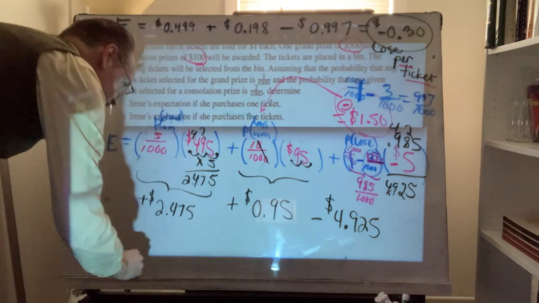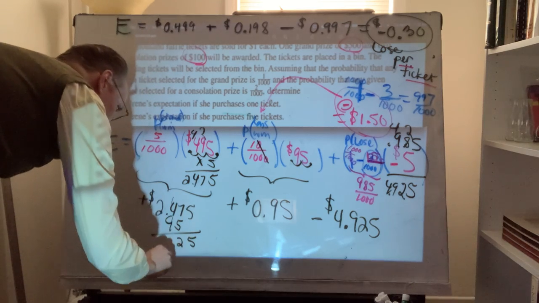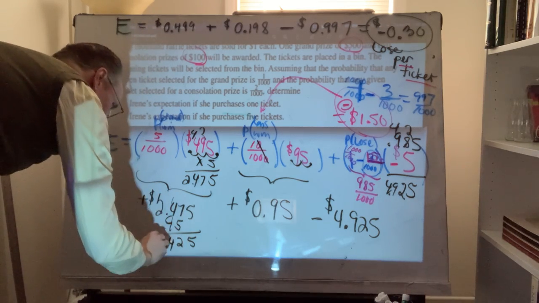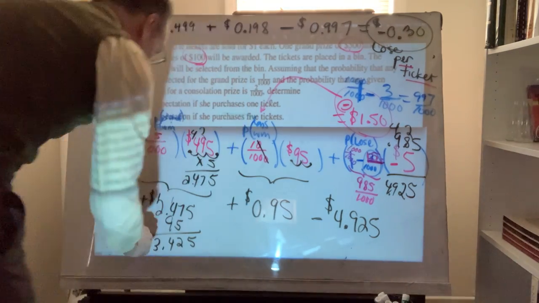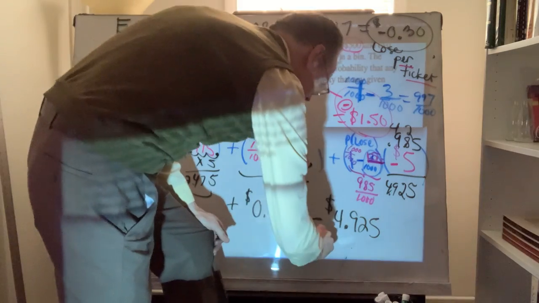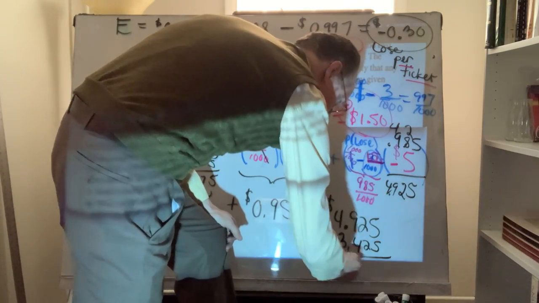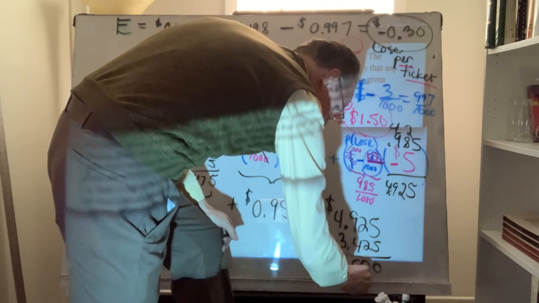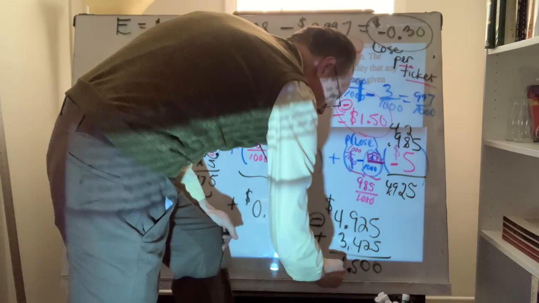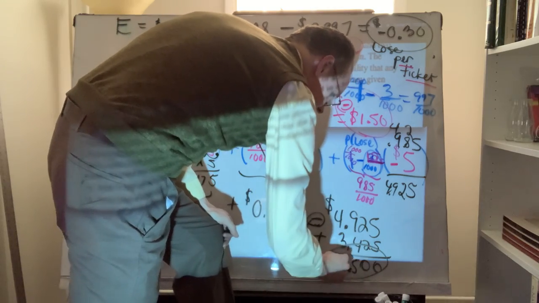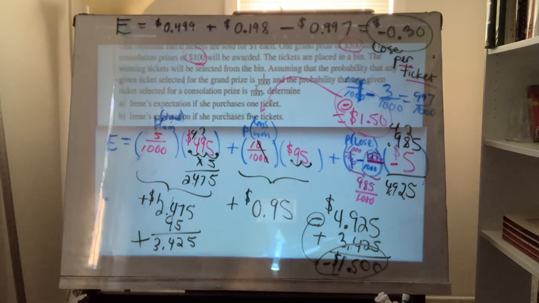Right. Now if you add these, 5, 12, 14, 3, 4, 2, 5, and it's a positive. So combined with this, 3.425, 0, 0, 5, 1. And it's a negative overall. Same answer, negative $1.50.